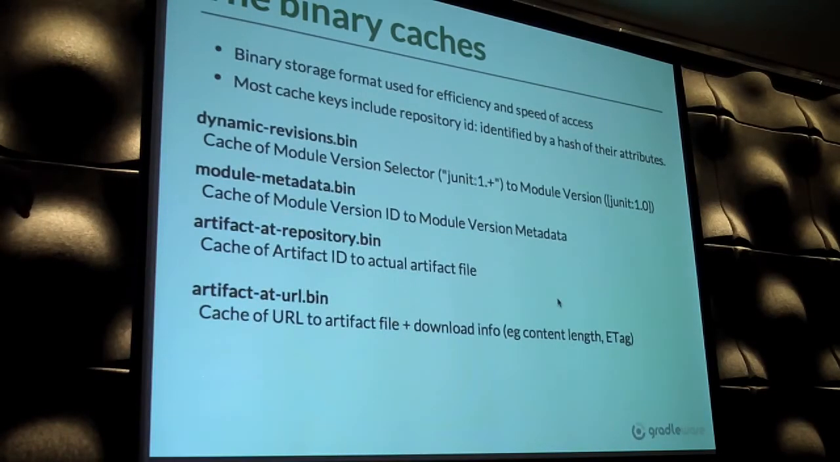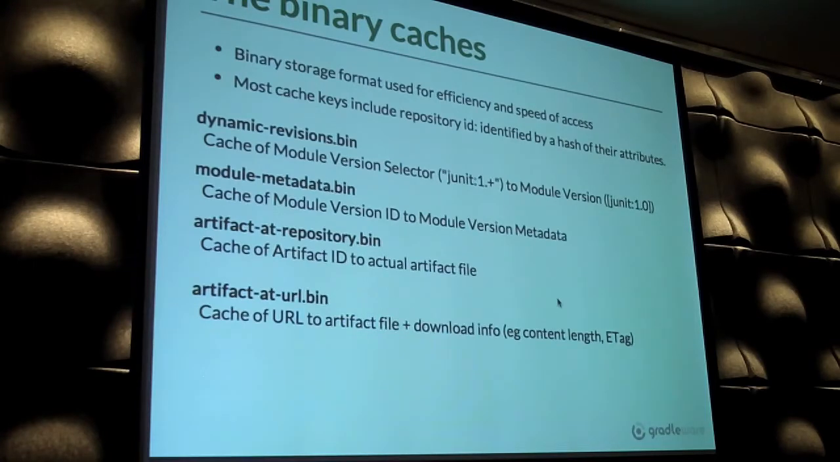And then we have these artifact maps, which are used for looking up the exact artifact, and for the artifact URL, it keeps track of the e-tag, the content length, and the date that we downloaded from a particular URL. So it helps us to do that artifact reuse, which I'm going to talk about in a second.